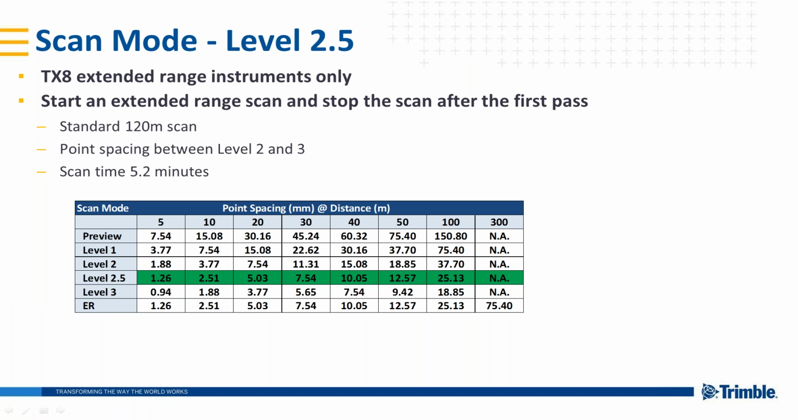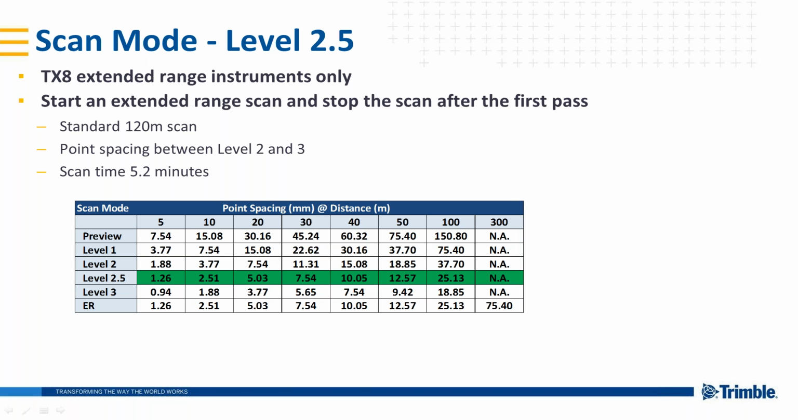And now for a tip that will effectively give you a level 2.5 scan mode if you have a TX8 with extended range. You can start an extended range scan, and after the first pass, you can stop the scan to save a standard 120 meter scan with a point spacing between level 2 and level 3. And the scan time is only 5.2 minutes compared to 10 minutes for a level 3 scan.